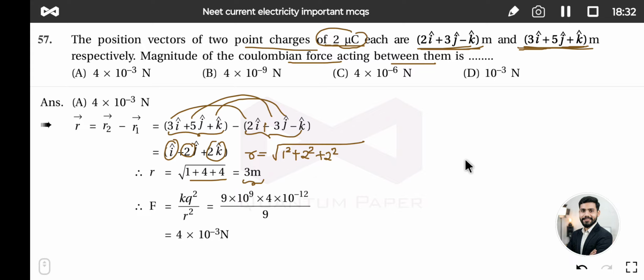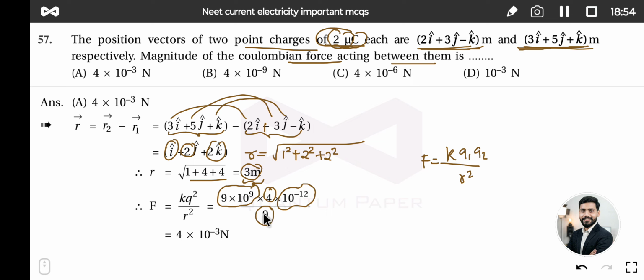Then we apply the formula F is equal to K q1 q2 upon r square. The K value is 9 into 10 raised to 9, and both the charges are 2 microcoulomb, so 2 into 2 is 4, and micro means 10 raised to minus 6, so the product gives 10 raised to minus 12, divided by r square. Since r is 3, 3 square is 9, so this 9 and 9 will get cancelled. The answer is 4 multiplied by 10 raised to 9 minus 12, which is 4 times 10 raised to minus 3 Newton. Correct answer is A.